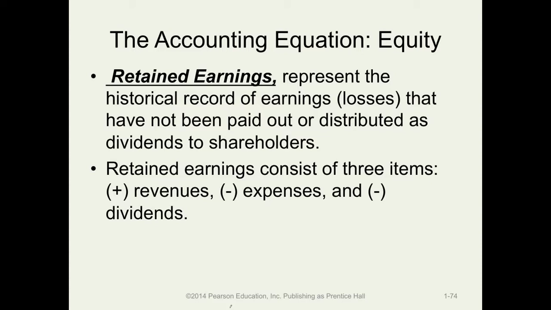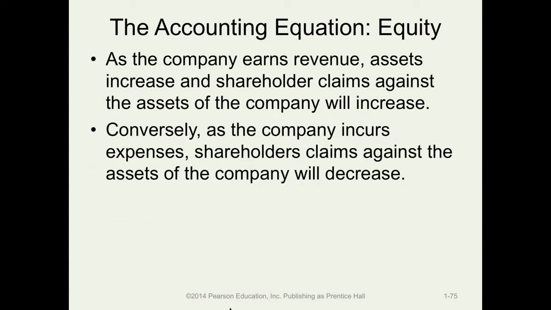And again, retained earnings consist of three items. These are the changes: revenues, expenses, and dividends. Revenues increase retained earnings, expenses reduce retained earnings, and your dividends will also reduce retained earnings. As a company earns revenues, assets increase, and therefore your claims against those assets increase as well. When you have expenses, your assets go down, and your claim against those assets will also decrease.